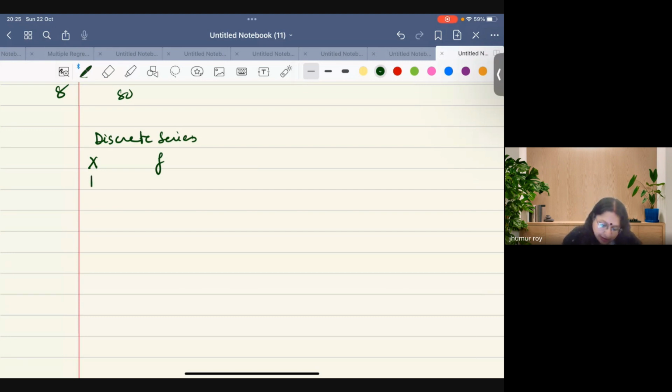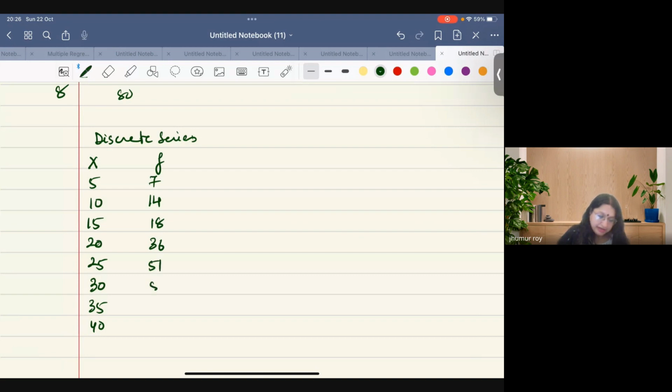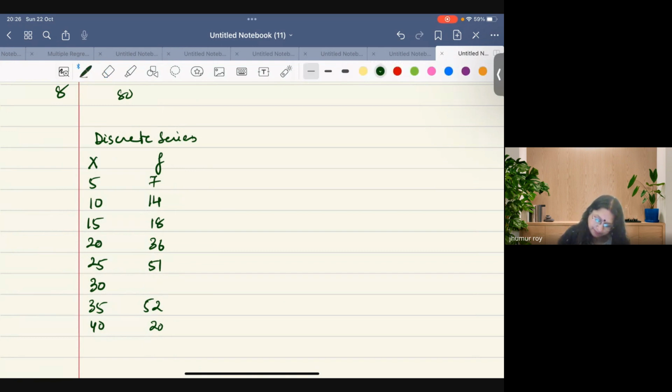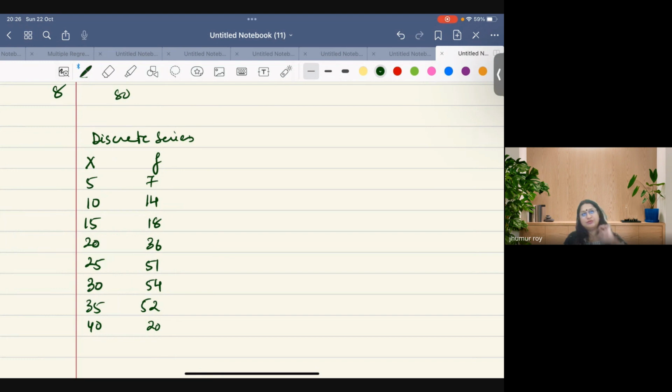Now here I have taken, suppose the numbers here are 5, 10, 15, 20, 25, 30, 35, 40. And frequency is 7, 14, 18, 36, 51, 54, 52, and 20. Let me write this properly. So these are the values which you have now.